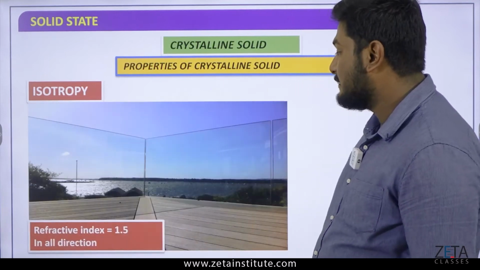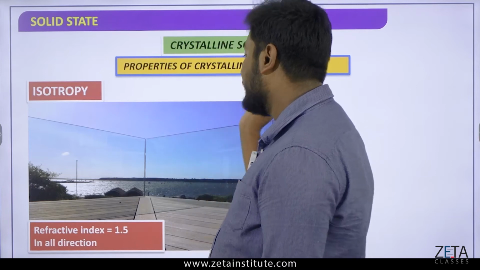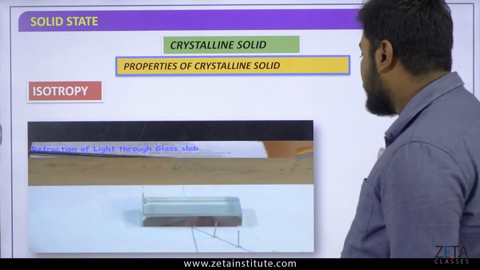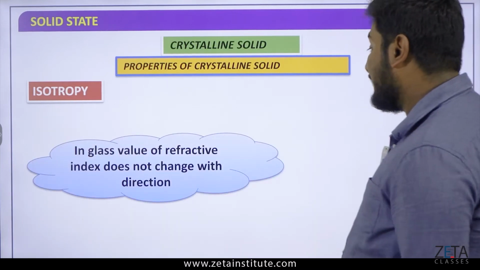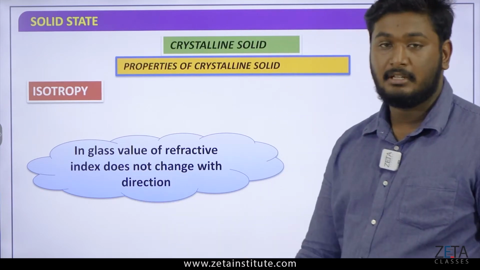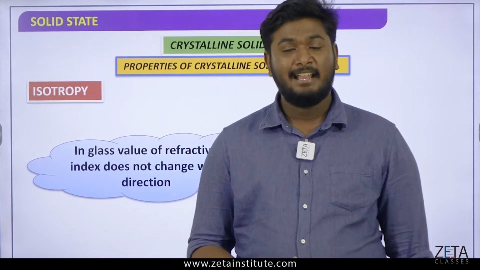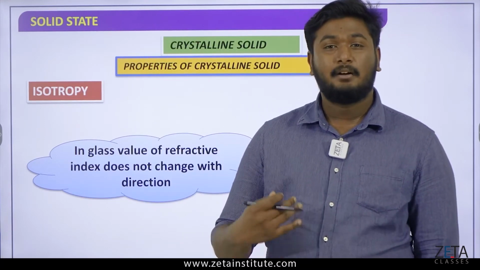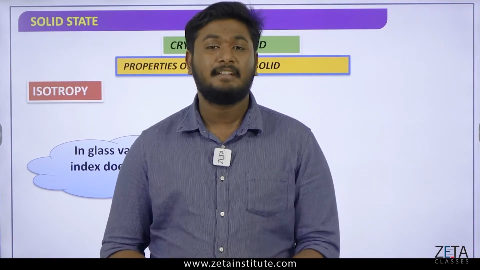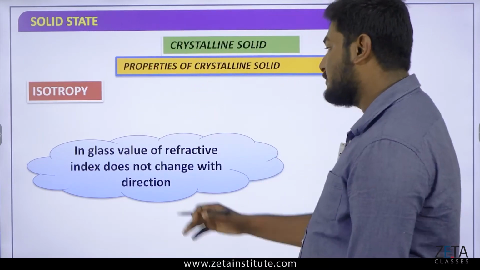We have one example, that is glass. Here the refractive index of glass is 1.5 in each and every direction. If we check the refraction of light through this glass slab, the value of refractive index does not change with direction. Glass is an example of an amorphous solid. Physical properties like refractive index and other properties do not change in different directions. The value is the same in all directions. That's why this is called isotropy.